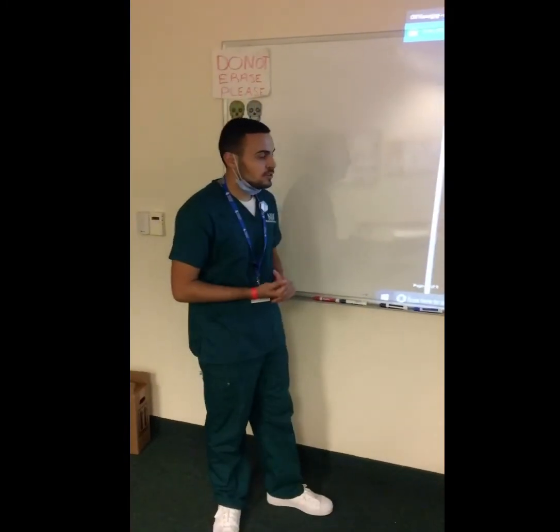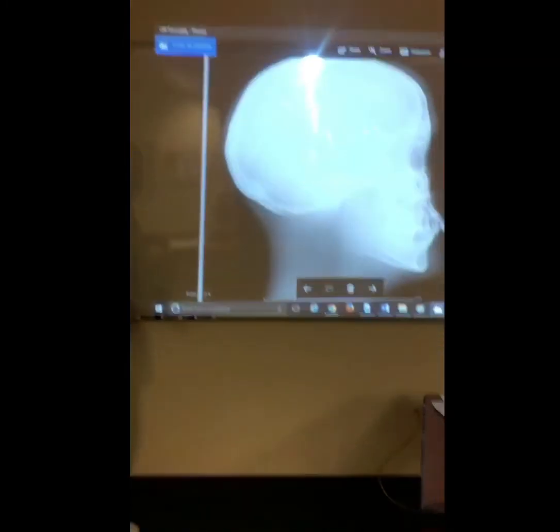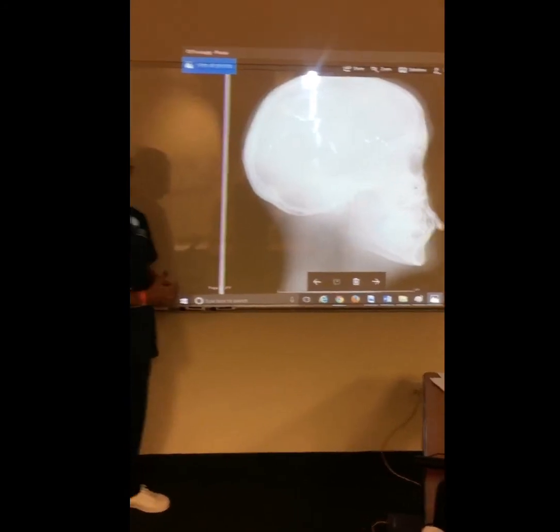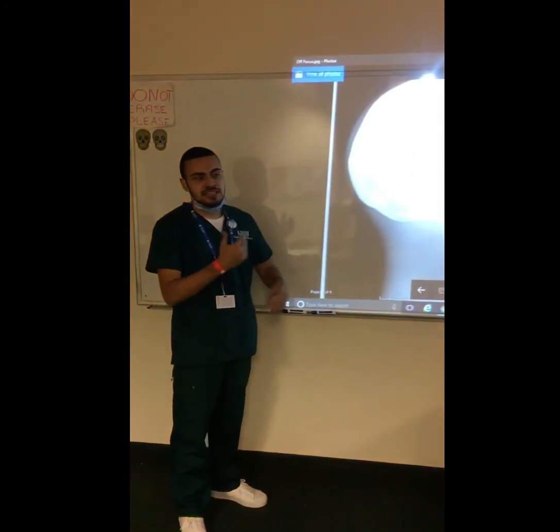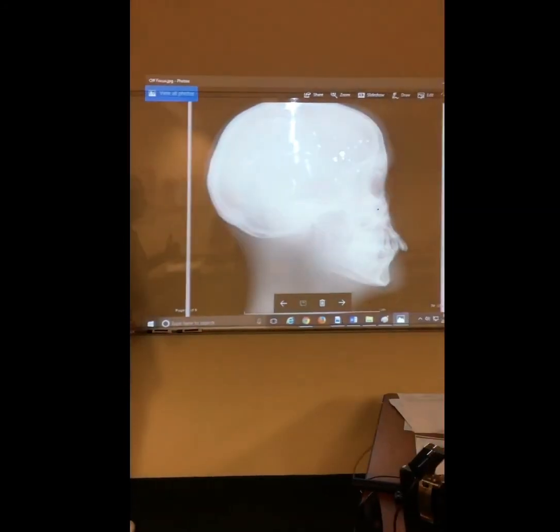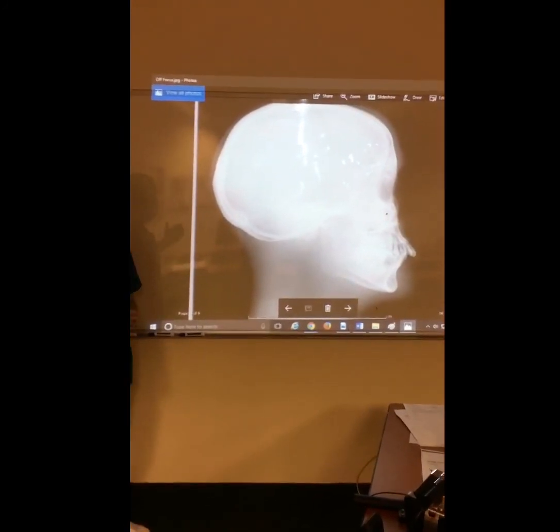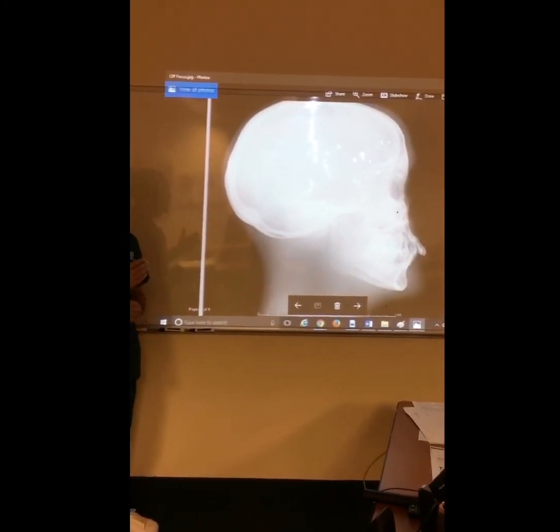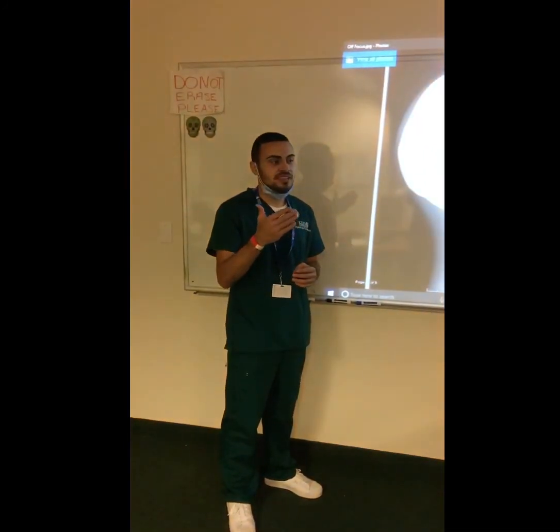Okay, so in conclusion, it's important that we center the grid correctly, do everything correctly, including the angle, the SID, the OID, and everything. That way you don't have to repeat images, and the images can come out correctly the first time that the X-ray is taken.